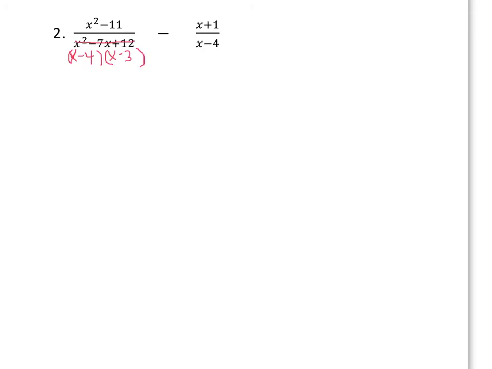Okay, so looking at this denominator over here, I have x minus 4, but I do not have the x minus 3. Well, I can get that by multiplying the top and the bottom by the x minus 3. Okay, so let's go ahead and combine this over one denominator. My denominator is going to be x minus 4 times x minus 3. Again, that's my common denominator, so let's combine it over 1. Let's take the numerator over here, so x squared minus 11.